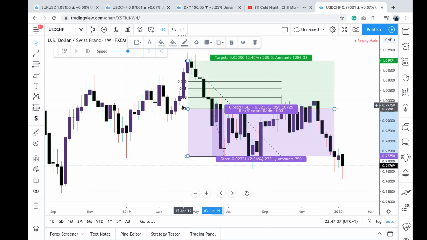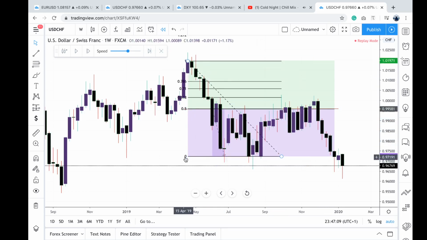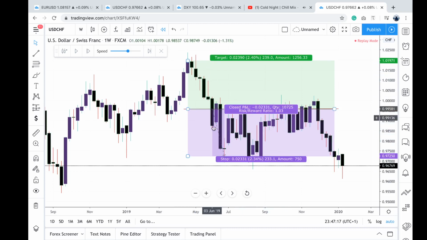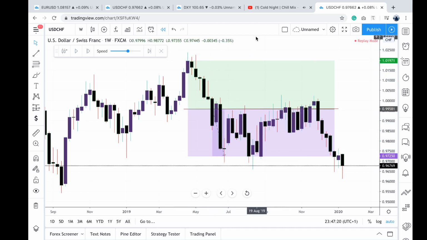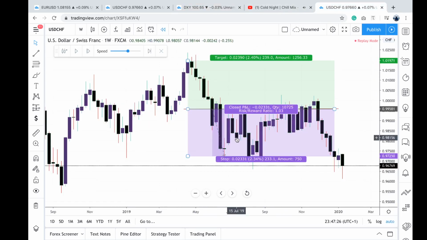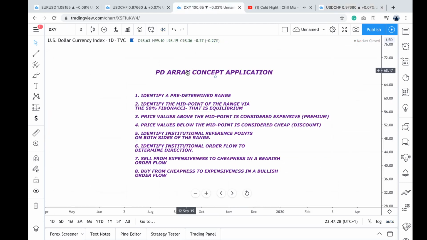Okay, so let's actually do this. That is actually a good example. So we can then remove our Fibonacci, because now we have it on top of the chart. Price clearly is on a downtrend, right? So now let's go back to our steps: identify a predetermined range. That's what we did. Swing high, swing low. Next step, identify the midpoint of the range via the 50% Fibonacci.